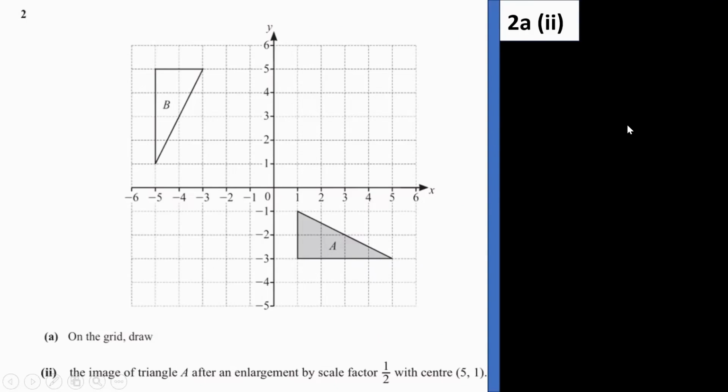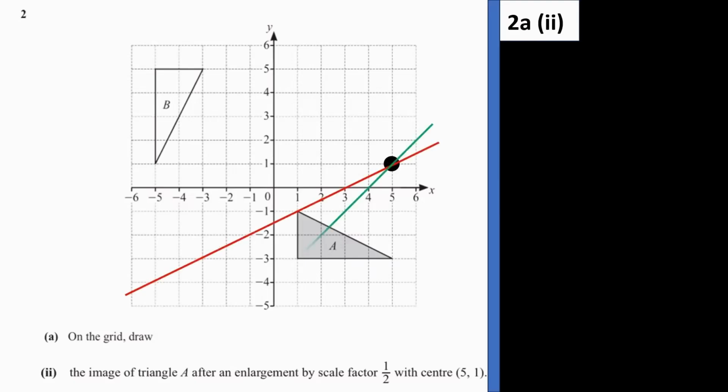For question number 2(b), we are told that on the grid, draw the image of triangle A after an enlargement by scale factor half with center (5, 1). So we are going to first of all identify the center. That's where the coordinate (5, 1) is positioned on our xy plane. So we can see that center. And now from the center, we are going to run 3 lines to pass through the 3 vertices of the triangle.